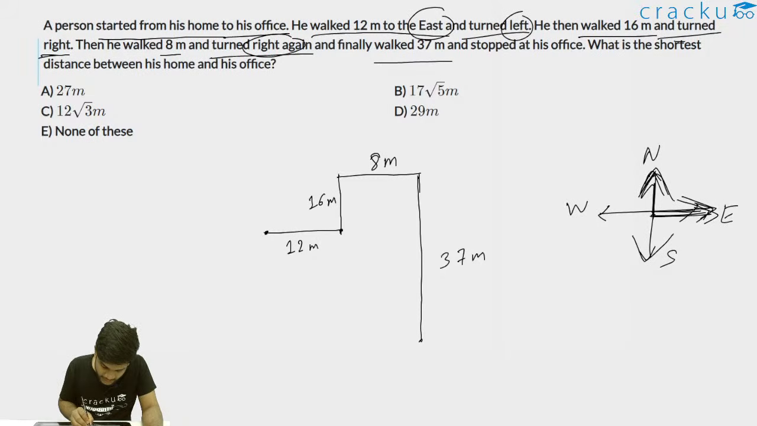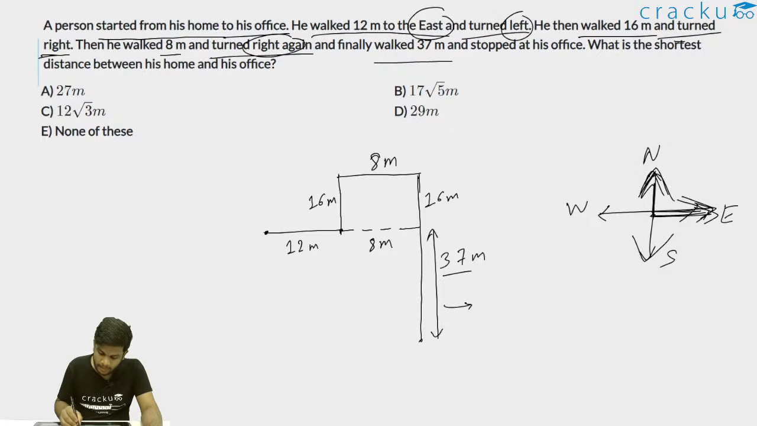If you extend this part, this will be 8 meters. And this 16 meter will also be this 16 meter. So the rest of this part will be 37 minus 16, because 37 was the entire length from here till here and 16 is the length from here till here. So the length from here till here will be 37 minus 16, which is 21 meter.